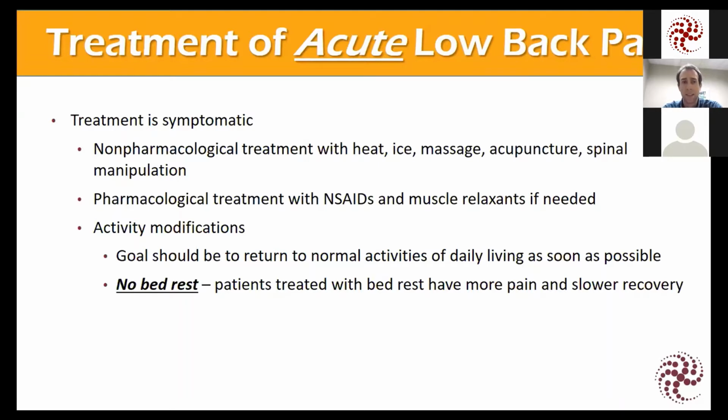Now, in the past, they used to put people on bed rest a long time ago, and they actually found that's not a good thing to do for acute back pain, and that individuals who are on complete bed rest actually have more pain and a longer recovery period. So we try to avoid that now.